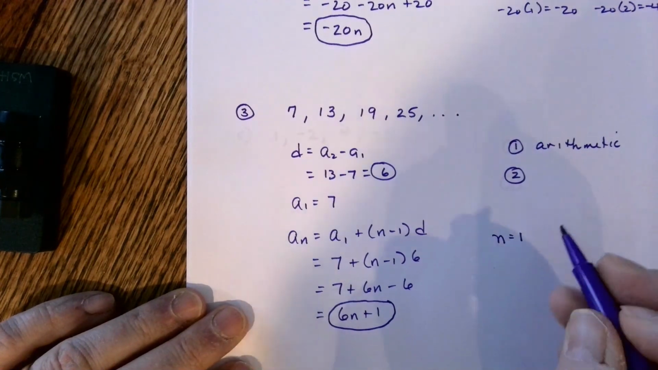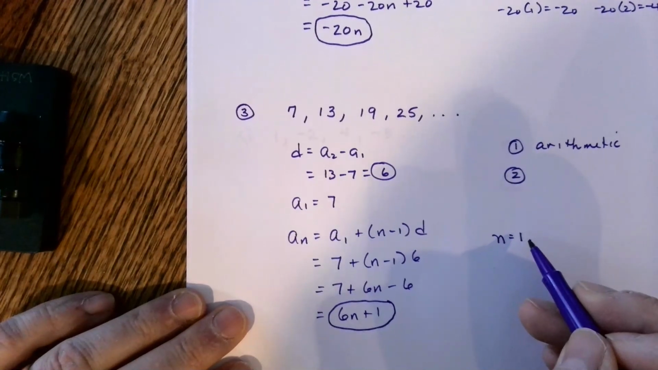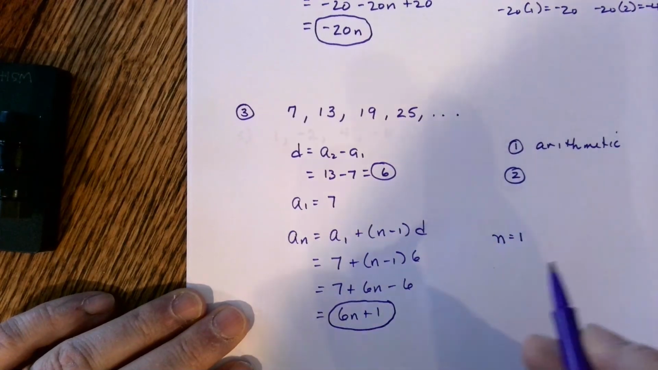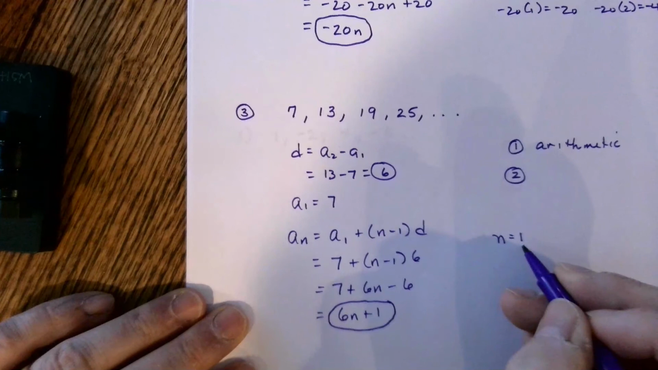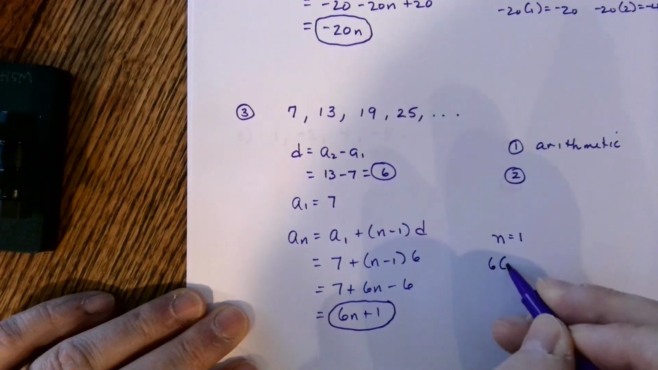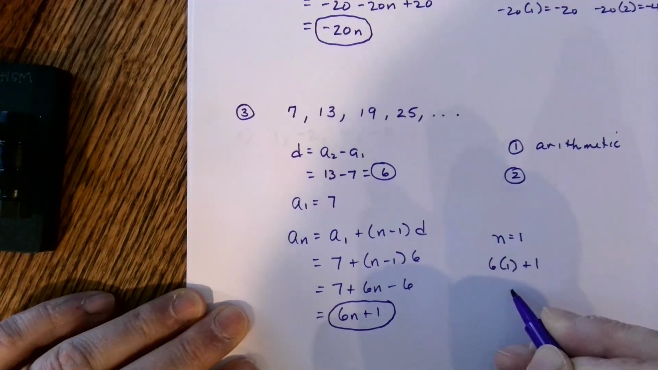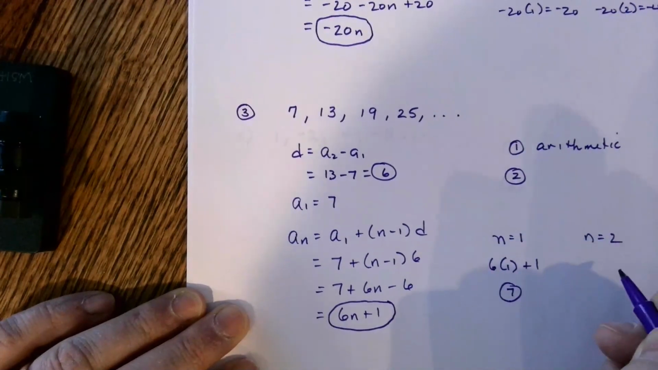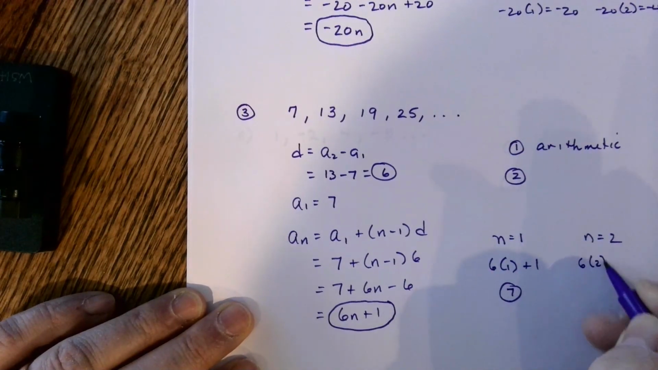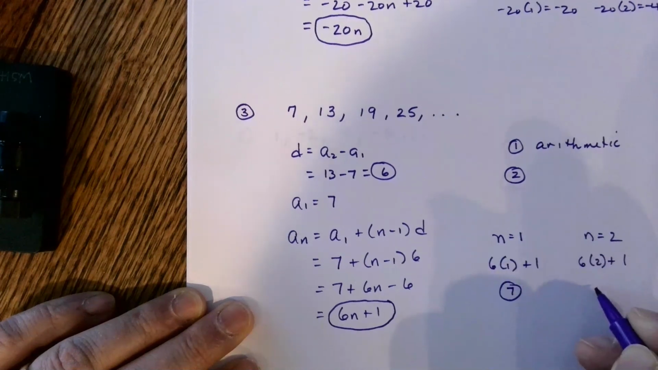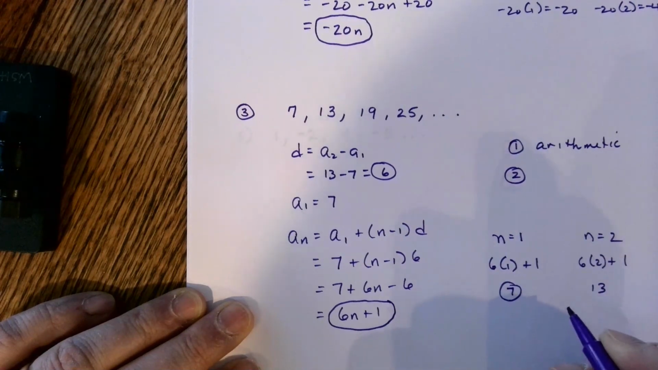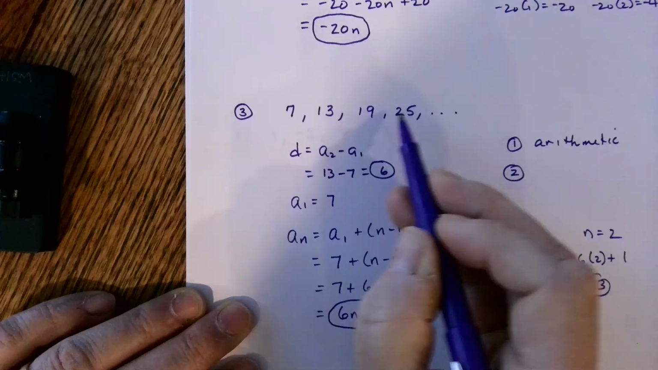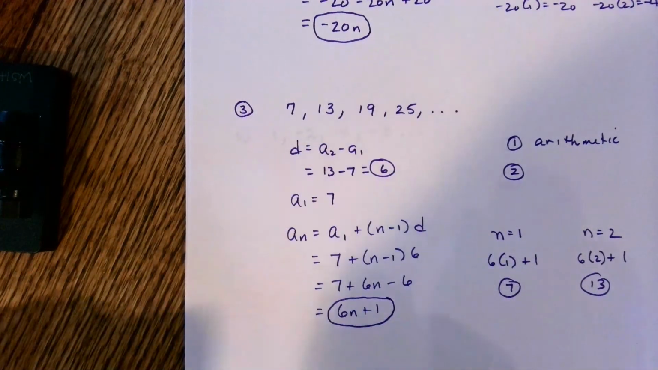If I quickly now check if n equals 1, again, whenever you're trying to identify if it works or not, your term values always start with 1. 1, 2, 3, 4, and you just go up from there. So we're going to start n equals 1. We're going to get 6 times 1 plus 1, which is going to give me 7. If n equals 2, we're going to get 6 times 2 plus 1, which is equal to 13. As you can see, we are in fact repeating this particular sequence.